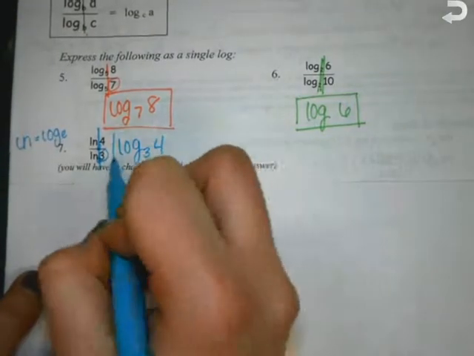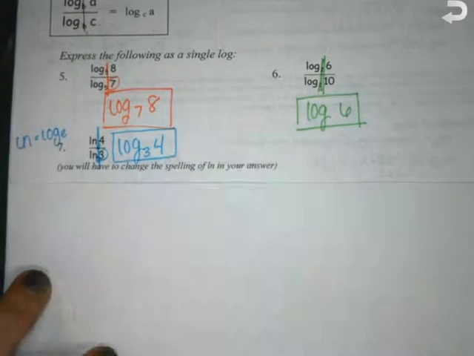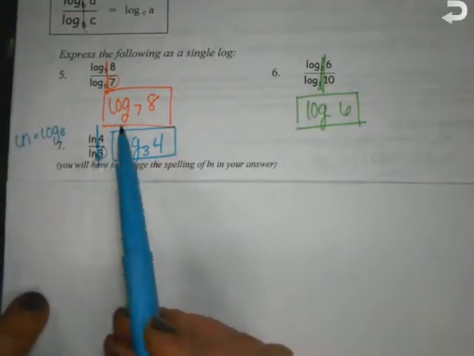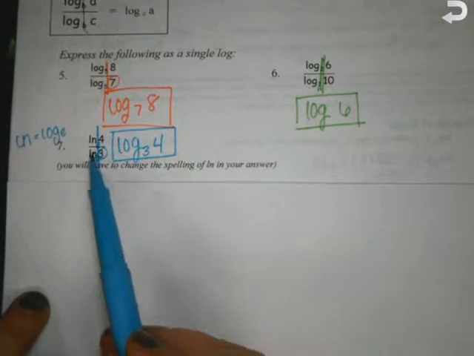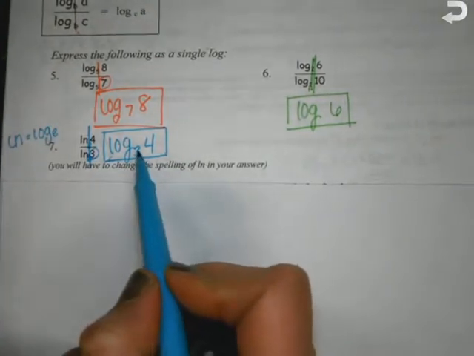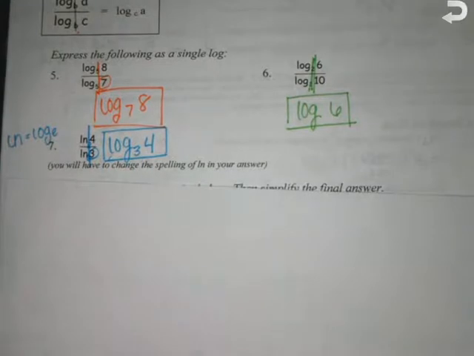So even though when it was in change of base formula, it's natural log. After we drop those natural logs, we have to rewrite it again as a regular log. Make sense so far? Yeah? Okay.